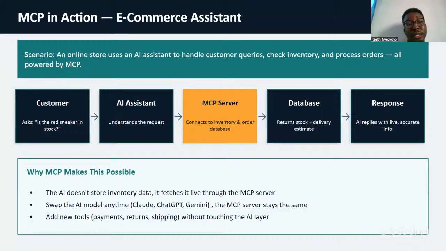And then the AI assistant will understand these requests and connect to your MCP server, and that MCP server will connect to the database, get a response, and send it back. So this is all possible because of MCP. Now, the AI doesn't store your inventory data. It only fetches everything through the live MCP server. So you could swap the model at any time and the MCP stays the same. You can add any kind of tool, payment, return, shipping, without even touching the AI layer. It's just the MCP server.